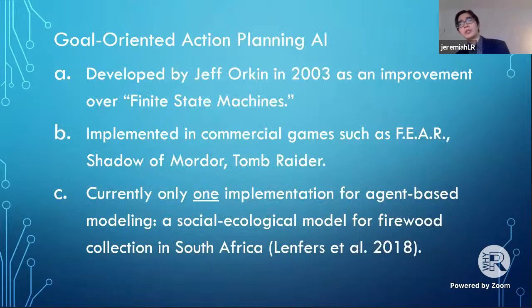And this was developed in 2003 as an improvement over the more common kind of AI that you find in computer games called finite state machines. And I'll explain why it's supposed to be an improvement. But recently, some people in the agent-based modeling field are starting to take notice. So in 2018, we find the first published ABM using GOAP in their agent-based model.